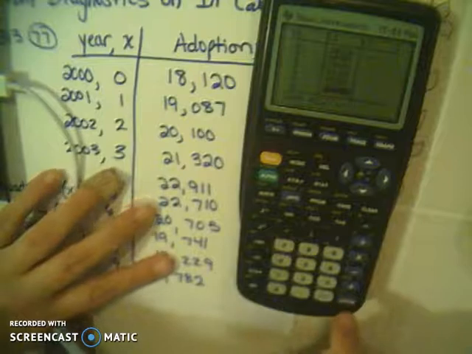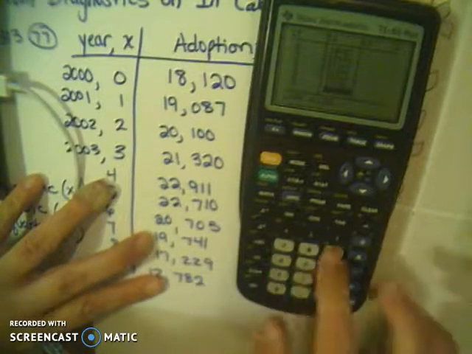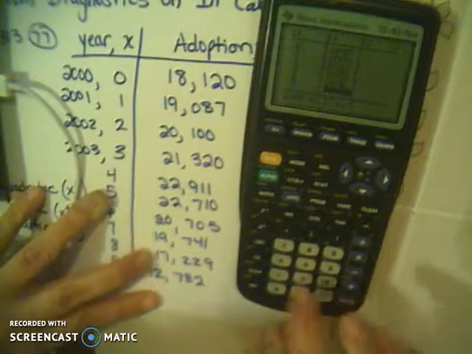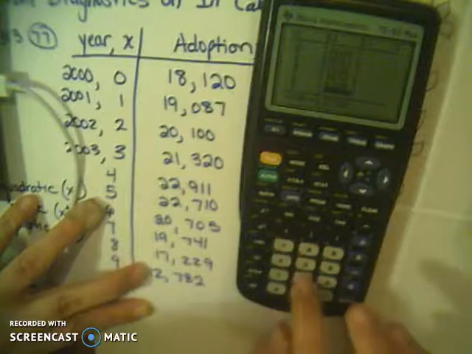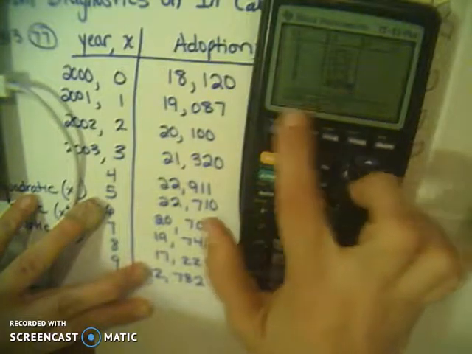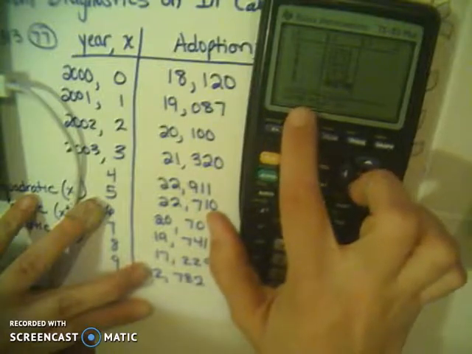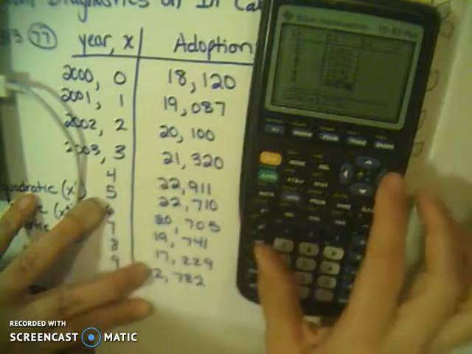So got 22,710, 20,705, 19,741, 17,229, and 12,782. And notice how my L2 column also ends at 10. So that's a good indicator that I didn't mess anything up. I've got 10 entries in column 1, 10 entries in column 2.